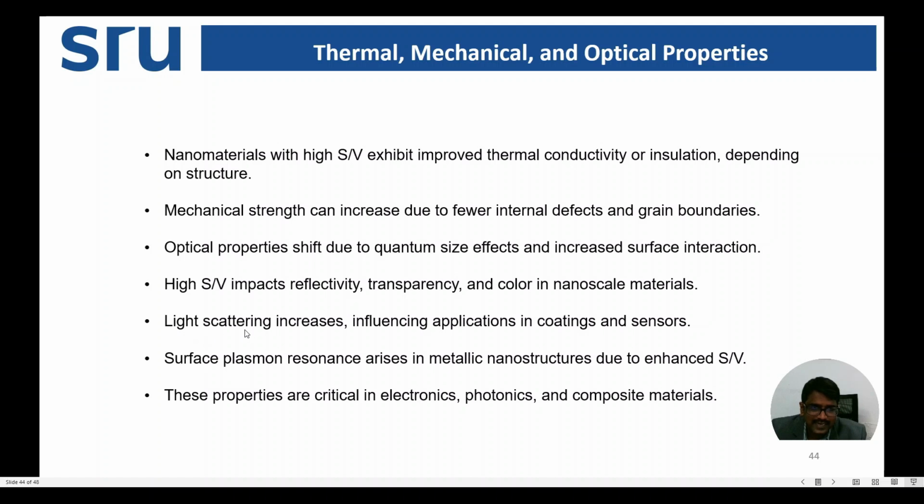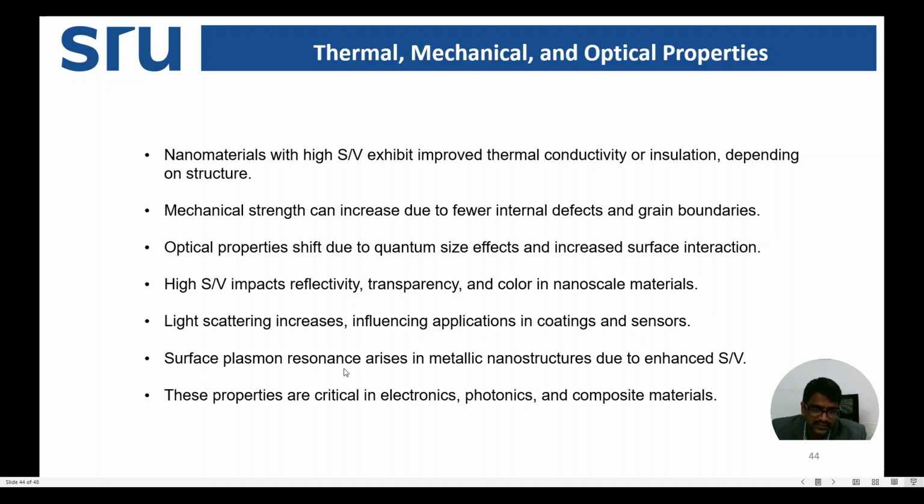See here, light scattering increases, influencing applications in coatings and sensors. So just like I told you, in sensing applications and also in coating applications, this quantum confinement, this size will affect more. Okay, so a lot of effects can be placed. So light scattering increases, influencing applications in coatings and sensors.